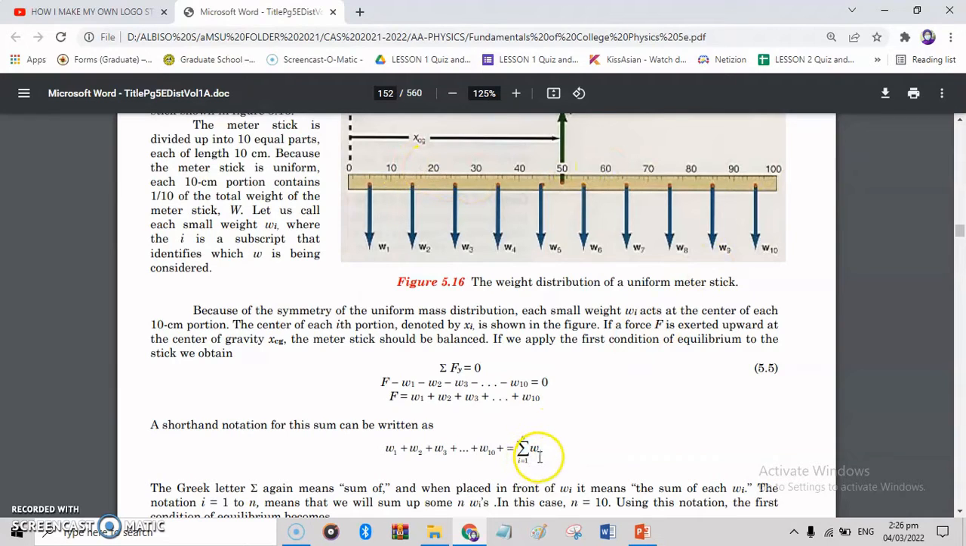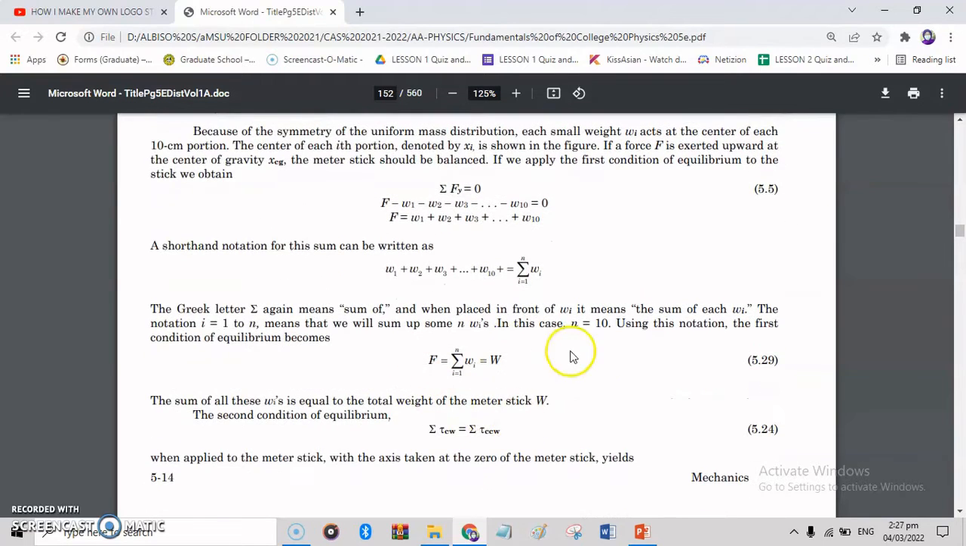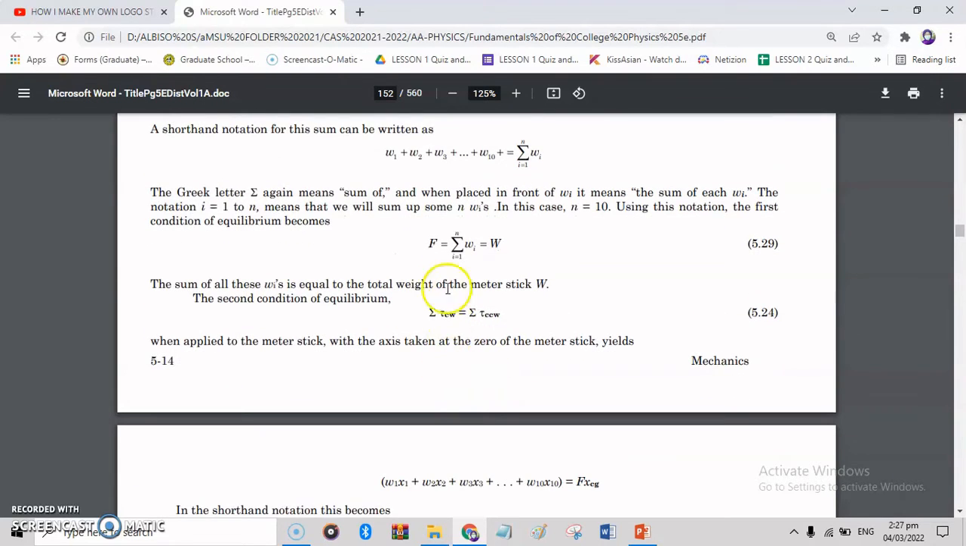It can be 100, depending on how far or how high N goes. Now, using this notation, the first condition of equilibrium becomes the force is equal to the summation of all the weights, or simply W. The sum of these Wi's is equal to the total weight of the meter stick W. So, force is just equal to the weight.